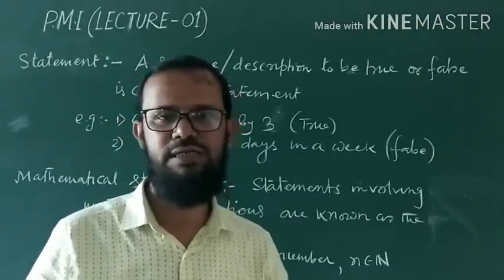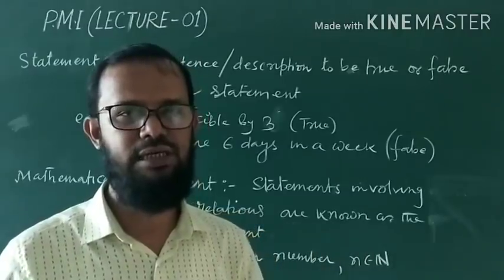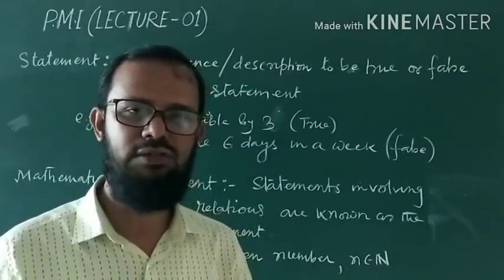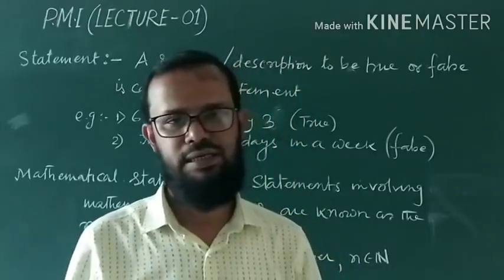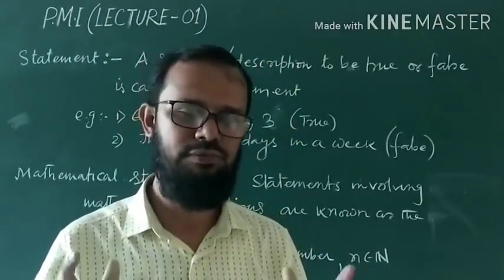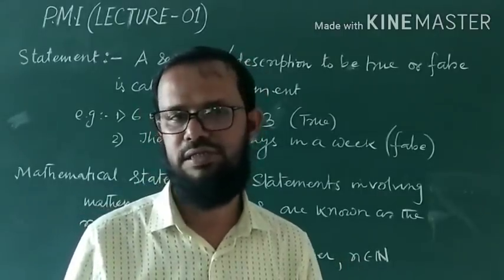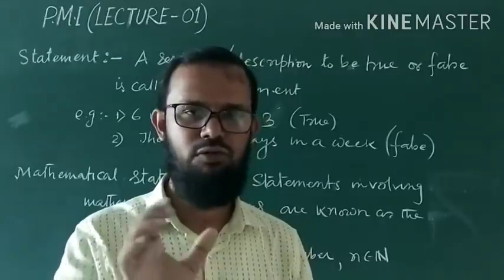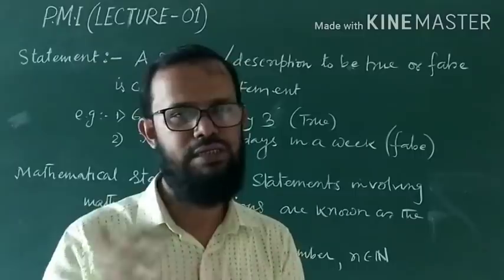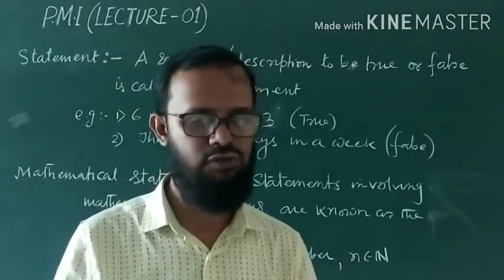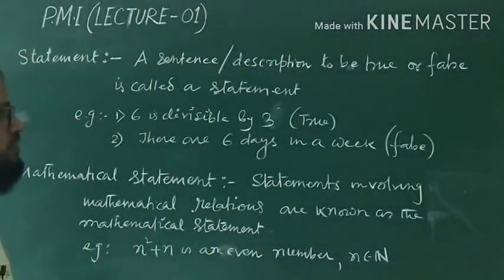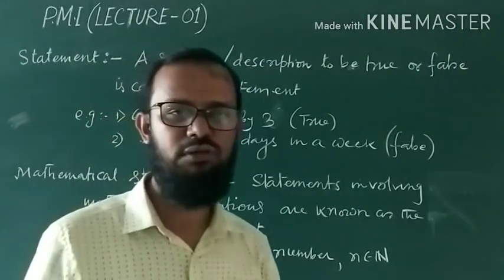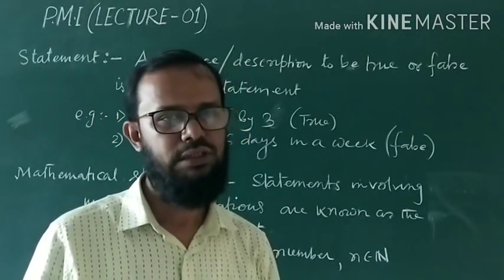If we could not find the truth value of a sentence that a person uttered, whether it is true or false, and we have no information about it, then we will say that this particular sentence is not a statement. To be a statement, any sentence or description must give one result: either true or false. It should be either true or false, not both, only one of them.